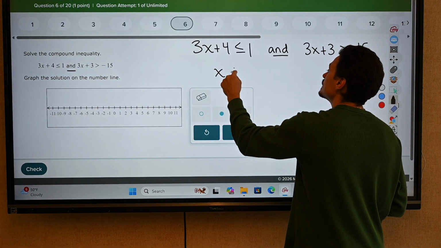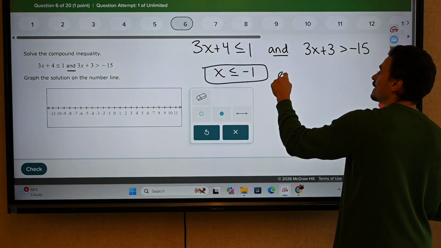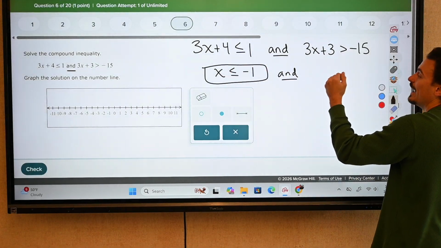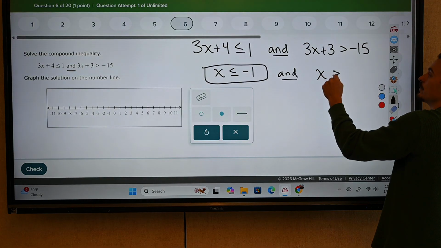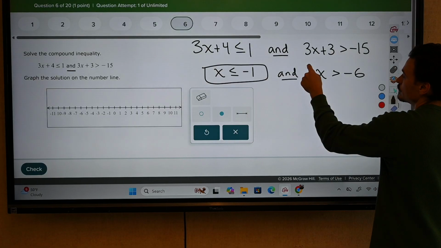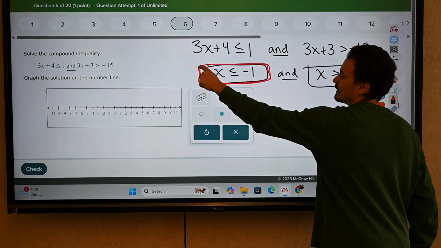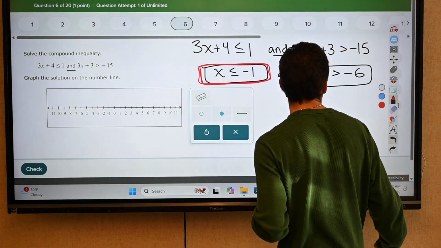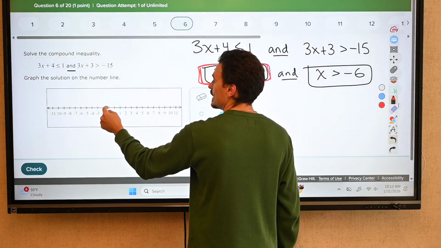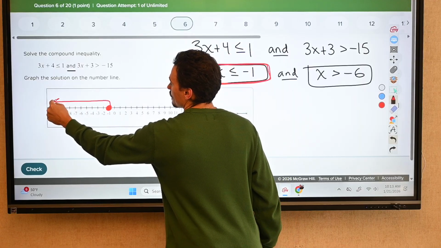So this would be x is less than or equal to -1. Both of them have to be true. So x has to be less than or equal to -1, and x needs to be greater than -6. If I'm making this one red, x needs to be less than or equal to -1. So if I'm looking at my number line, here's -1. I need to be less than or equal to that, so I need to put a closed dot, and I need to be less than that.